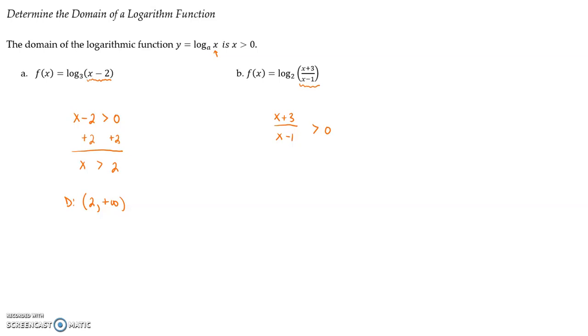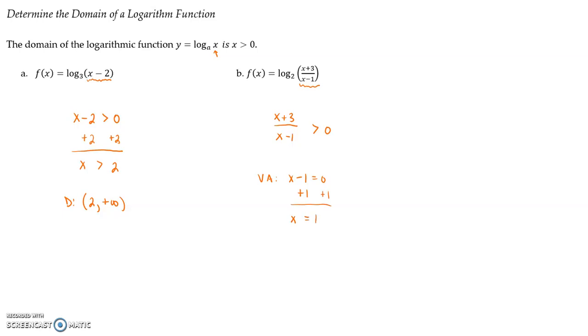We're going to need a couple pieces of information here. We need to take a look at our intercepts, and we need to take a look at our vertical asymptote. So let's go ahead and start with the vertical asymptote. We can set the x minus 1 equal to 0. That's our denominator. And solve this. We'll get an x value of 1.